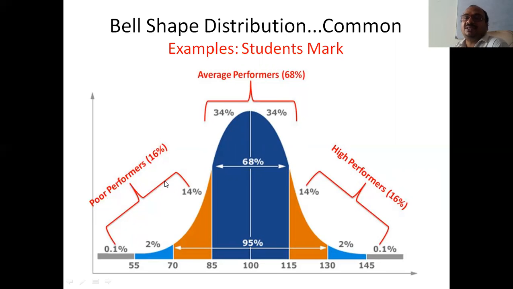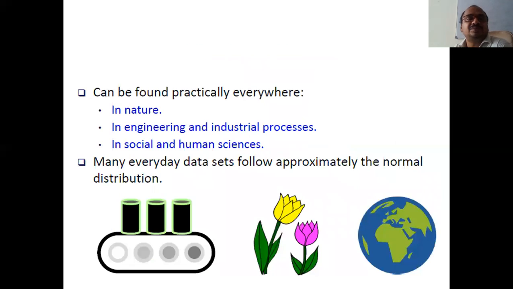I like that. See how greatly designed the thing is. Okay, it can be found practically everywhere. You can find it in nature, in engineering and industrial processes, in social and human sciences, and in many everyday data sets following approximately the normal distribution, like these tests. Okay, like flowers, very beautiful and sweet-smelling flowers are very rare. Most of the flowers are average, throughout the world.